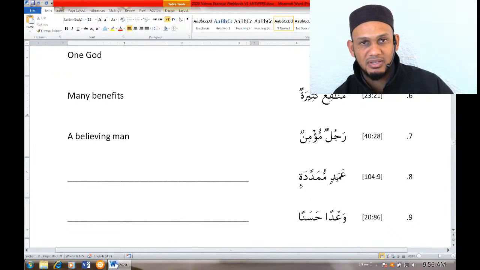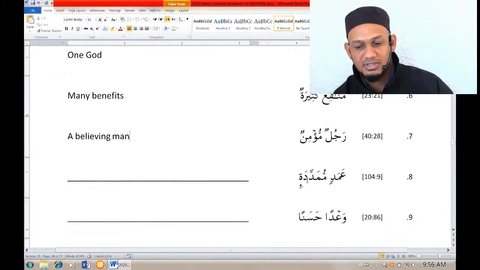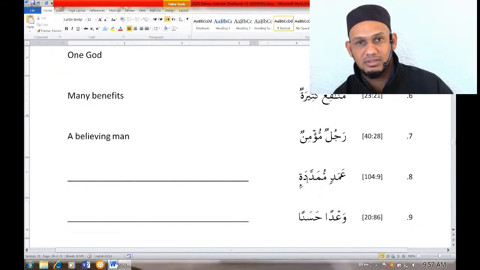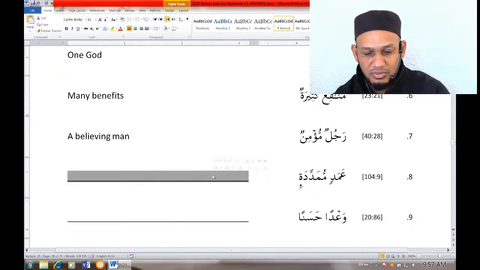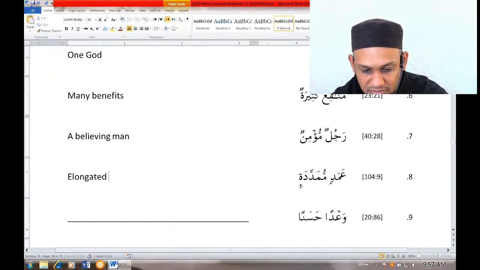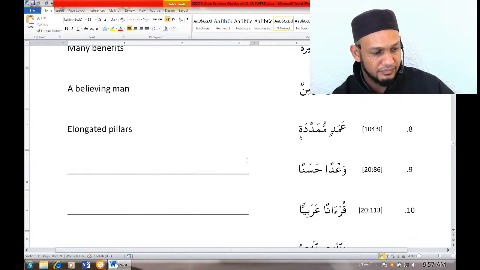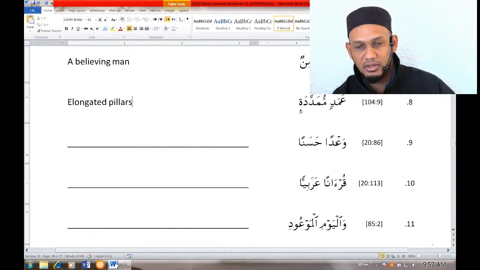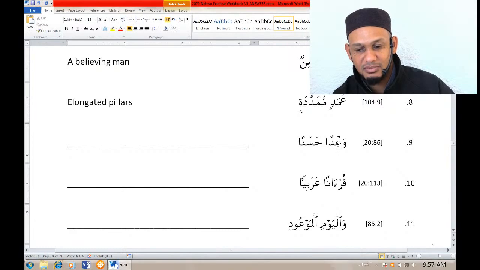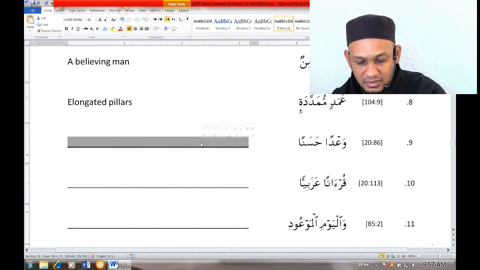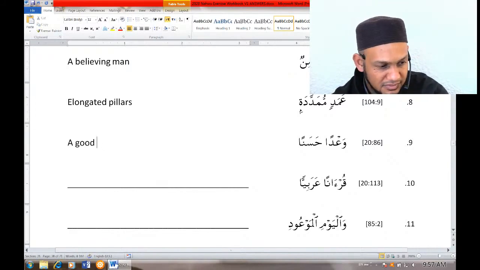Again, we can say amad is the plural of a non-human thing. It means pillars. Therefore, I use the single feminine to describe it. So it's going to be elongated pillars, or tall or stretched pillars. Next one. Number 9. Wa'dan hasanan. A wa'd is a promise. Hasana means a good or beautiful promise. So wa'd is what is being described. It is nasb, indefinite. Hasanan, nasb, indefinite. A good or beautiful promise.